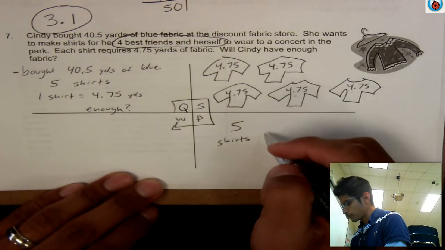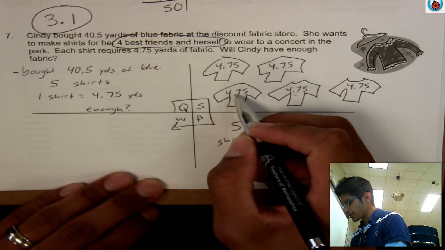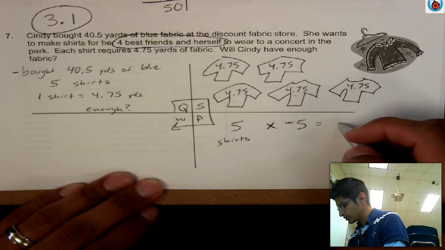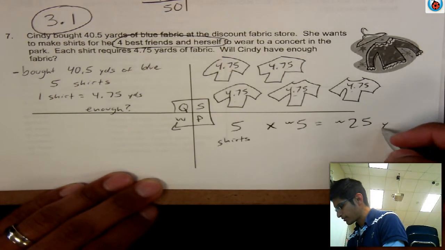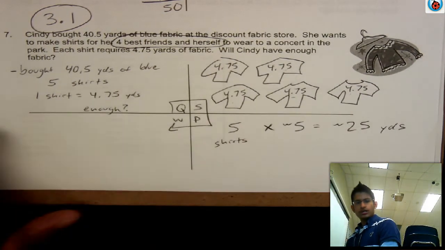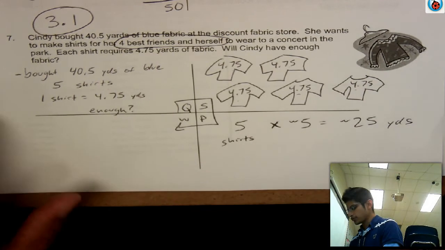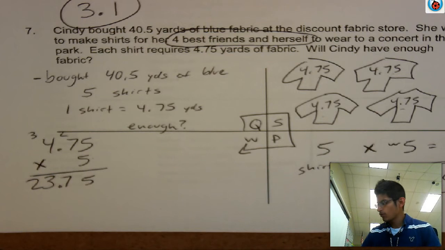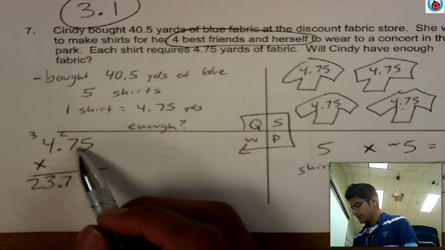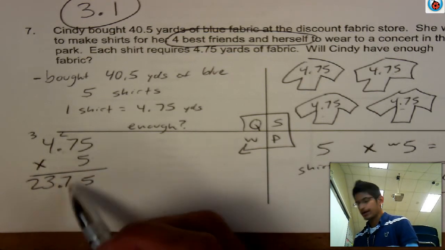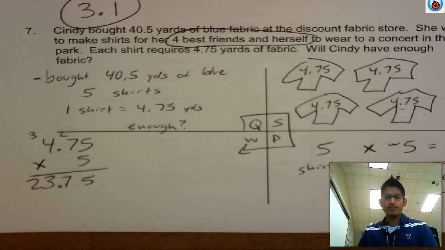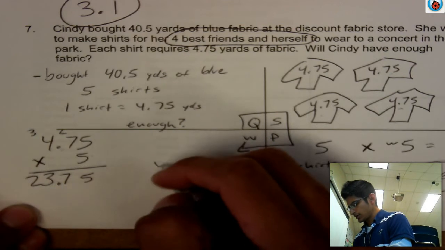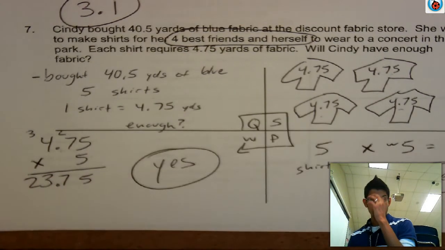And then if I multiply that, I'm going to round this 4.75 to 5. So I predict she will need 25 yards of fabric. And it says that she has 40 yards to begin with, so the answer will probably be yes, she will have enough. Okay, so then for my work, I multiplied 4 and 4.75 times 5, and I got 23.75, and she needed 40.5 yards, so yes, she had enough fabric to make all of her shirts.